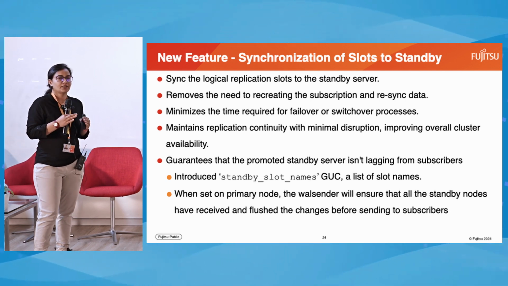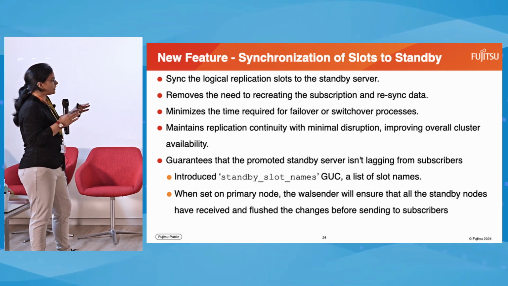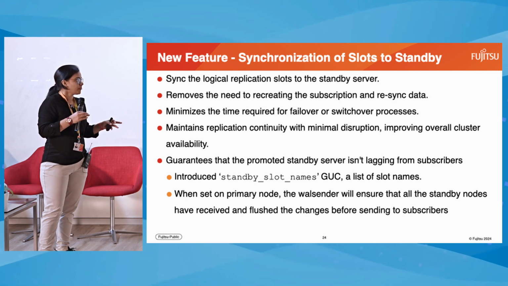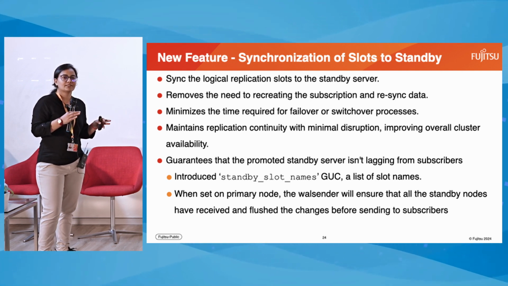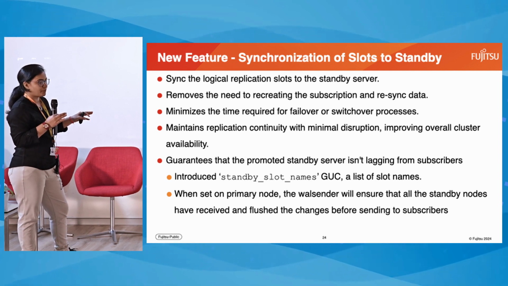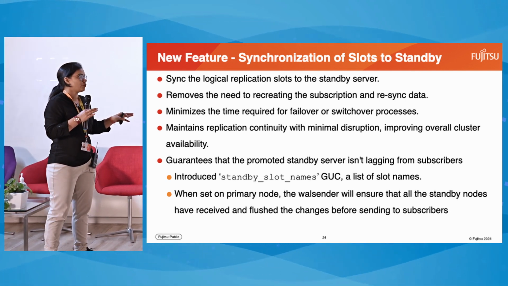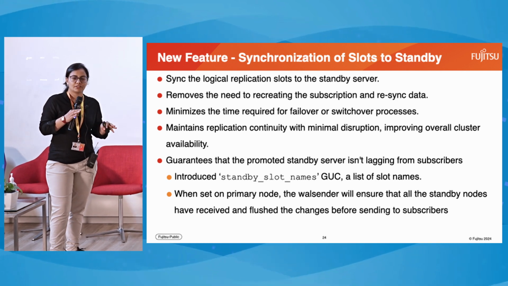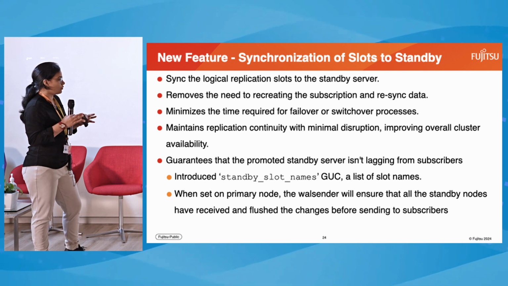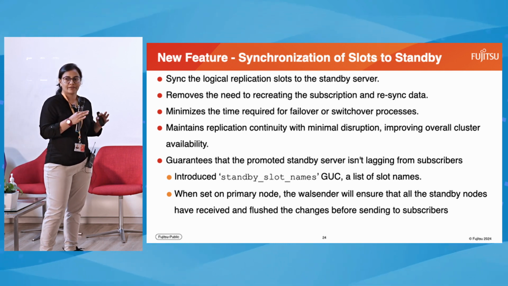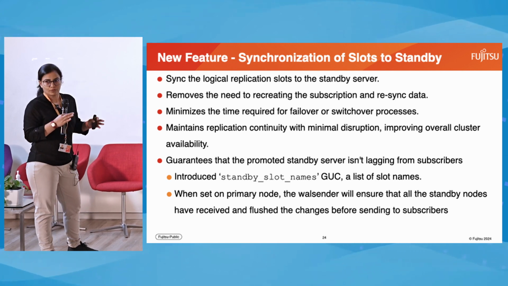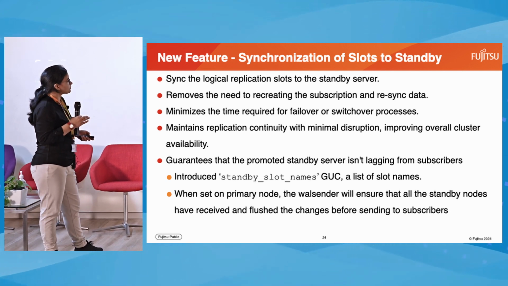This feature also guarantees that when this switchover happens, the newly promoted standby server is not lagging from the subscribers. And to achieve that guarantee, it introduced a new GUC parameter, which is standby_slot_names. So this is a list which contains standby slot names. When this list is set on primary node, walsender will make sure that all the standbys have received the data before sending it to subscribers. So that's how it will ensure that whenever logical replication is re-established, it's not lagging from the subscriber nodes.